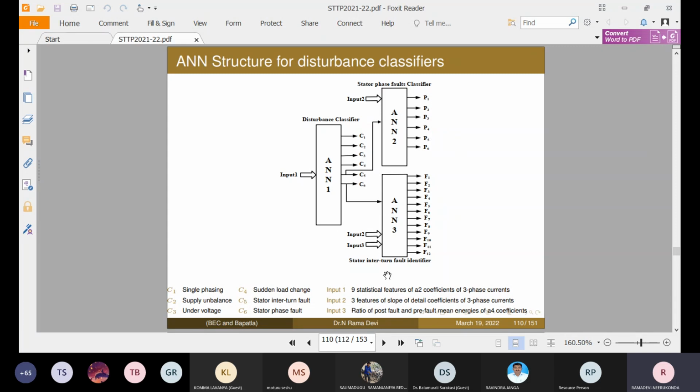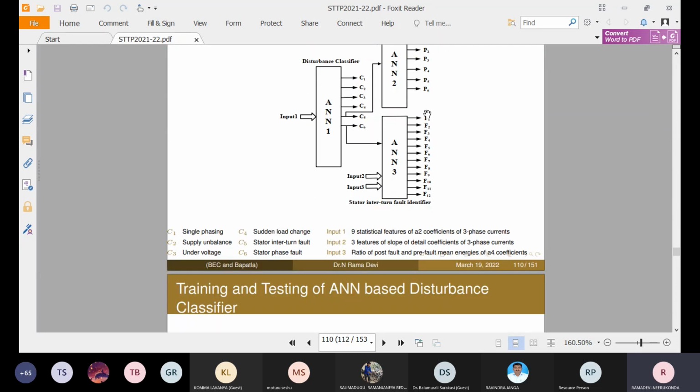This ANN will give us a classification of stator interturn faults of R phase of 2 turns, R phase of 4 turns, R phase of 6 turns. So like that, we have 4 levels of interturn faults, 2, 4, 6, 8, like that for 3 phases. So 3 fours, 12 classifications.